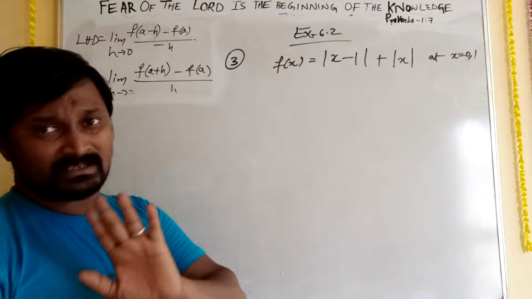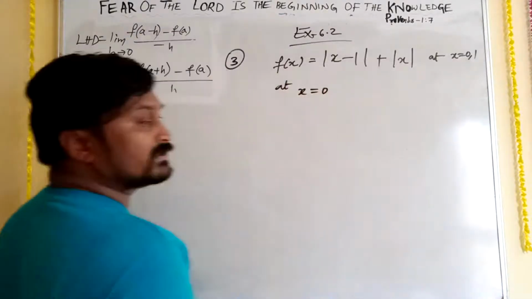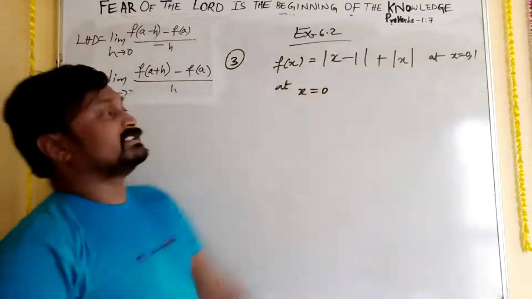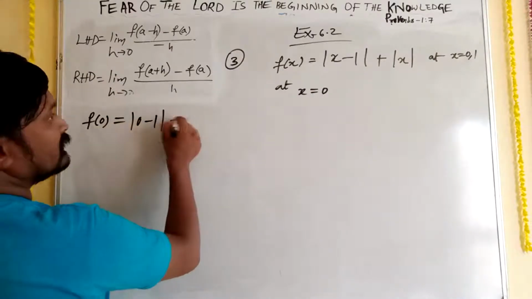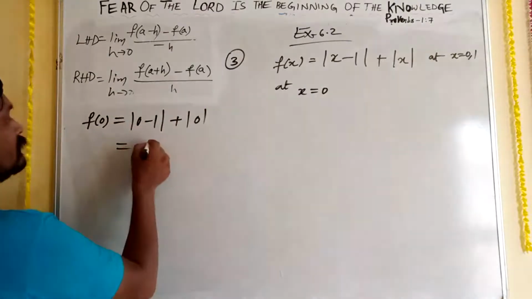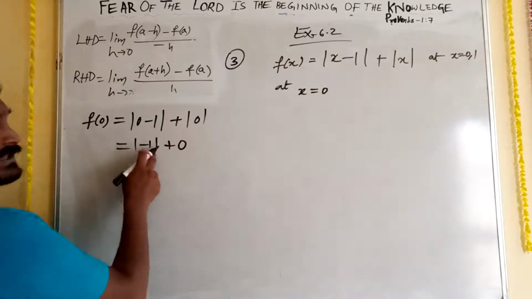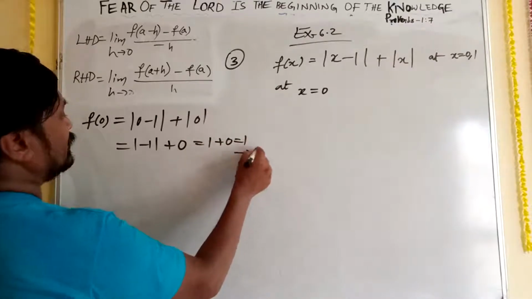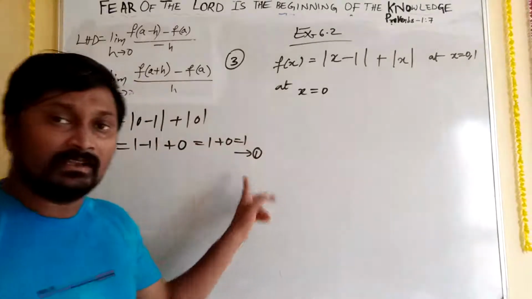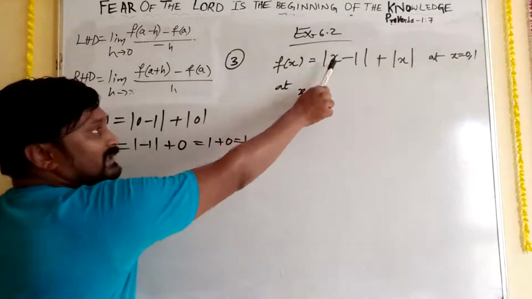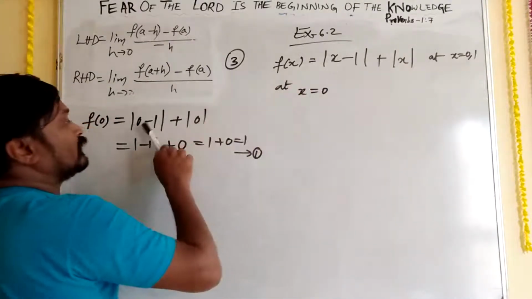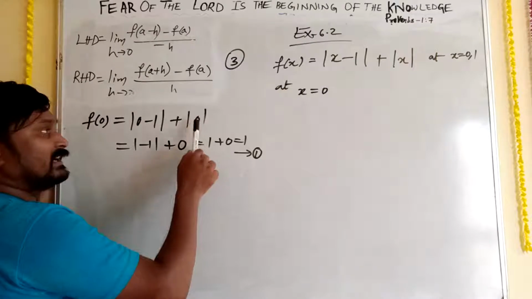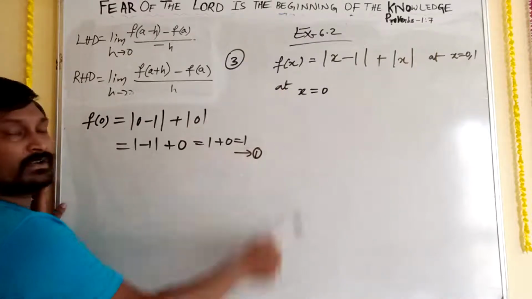All right, now it is at x is equal to 0 first. So first f of 0 is equal to, just substitute 0 wherever x is there. So modulus of 0 minus 1 plus modulus of 0, that is equal to modulus of minus 1 plus 0. Minus 1 modulus is nothing but plus 1. 1 plus 0 is nothing but 1. In this way, f of 0 you got as 1. So understand again, wherever x is there, substitute 0. Then 0 minus 1 is minus 1. Then minus 1 in the modulus becomes plus 1. And here modulus 0 is nothing but 0. 1 plus 0 is nothing but 1.